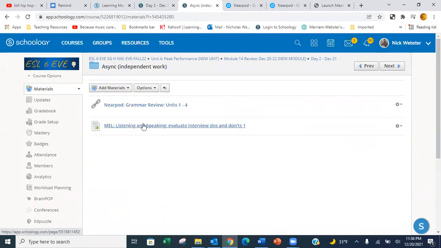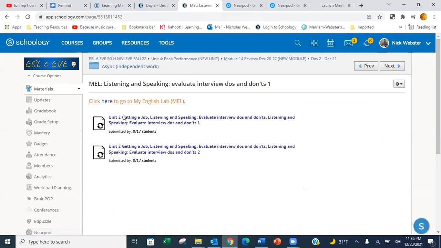Also for today, we have a MyEnglishLab. We're doing these 2 from Unit 2. Evaluate interview do's and don'ts 1, evaluate interview do's and don'ts 2. So look for the assignment that looks like this.